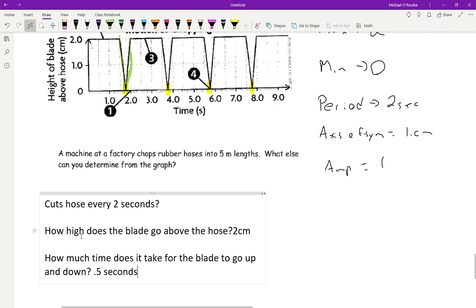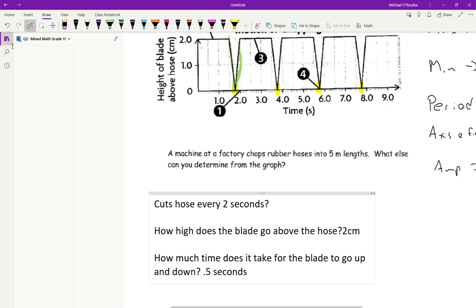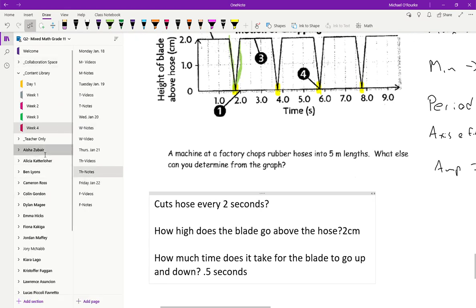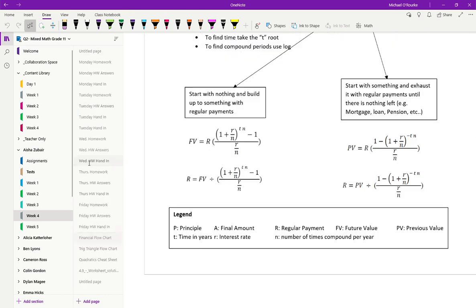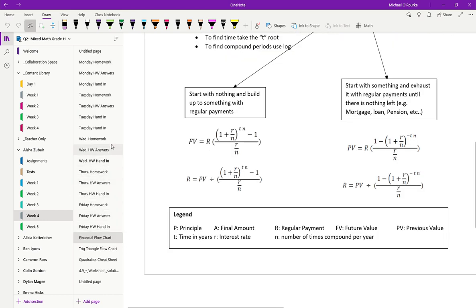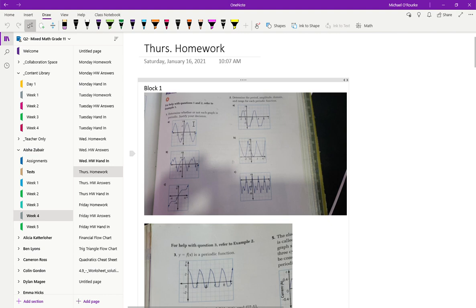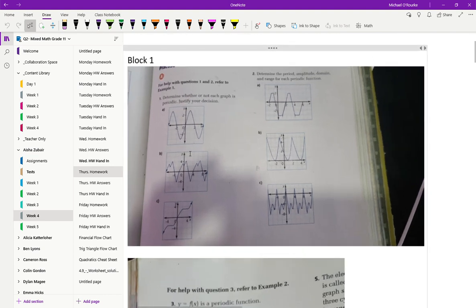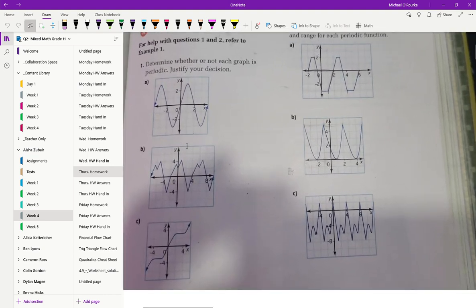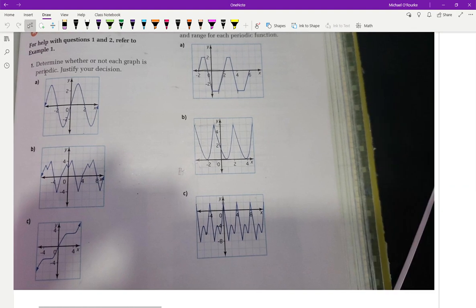Okay. And that is our lesson for today. Let me take a look at your homework to make sure. So we're on Thursday homework, the very first block of Thursday homework. The first question here is determine if they're periodic. Just by your answer, tell me if it's periodic, yes or no.